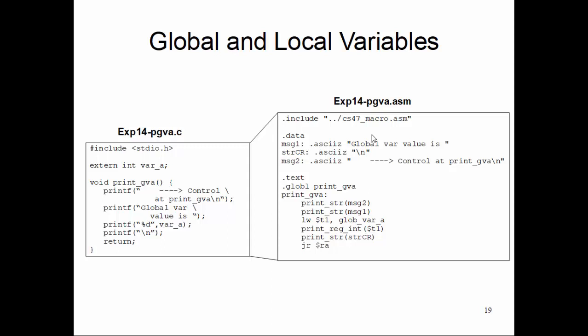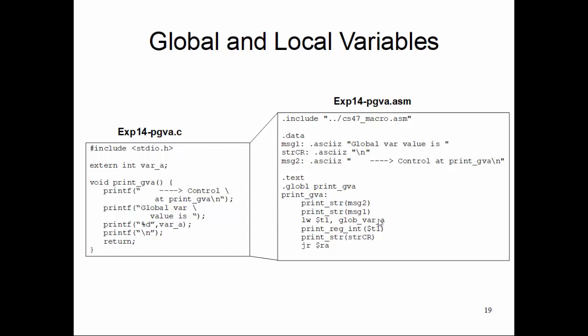And then in this case, we are defining message 1 and message 2 as different strings, and in this process, if you see, I'm loading from global variable a. Now this global variable a is not defined in this asm. This label is not defined. Then the assembler will think, okay, maybe this is something which is defined somewhere else.